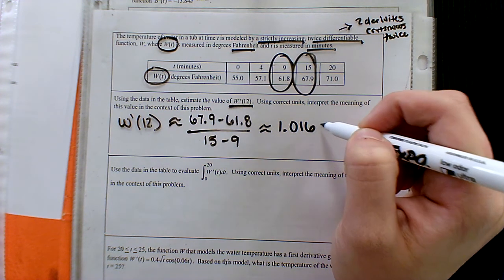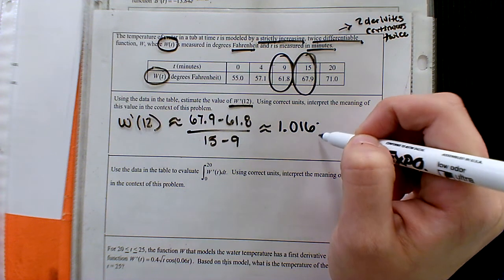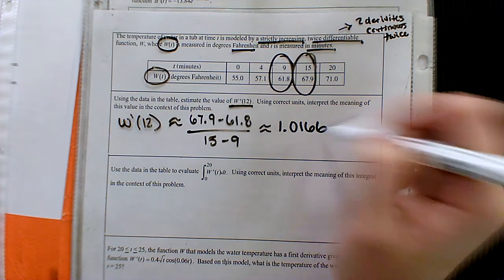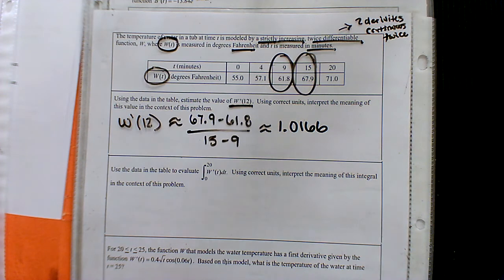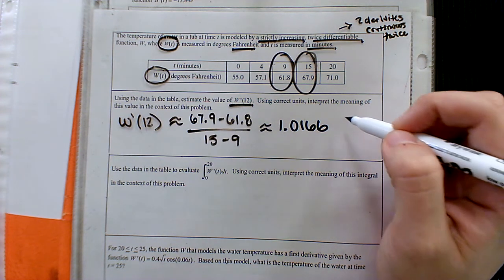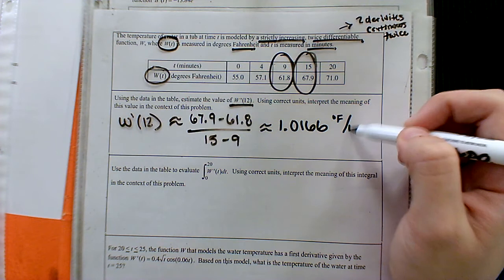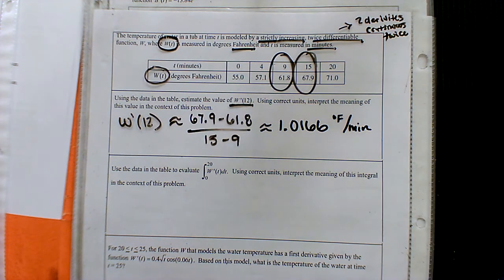0166. All right, can you chop it at 6 or round it to 7? We're truncating it. We'll chop it or truncate it at 6. Okay. I like truncating. Can we put a unit on that? That right there is going to be degrees Fahrenheit per minute. Okay, it's a derivative, it's a rate, so we need a fractional unit.